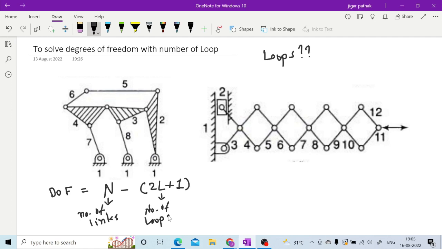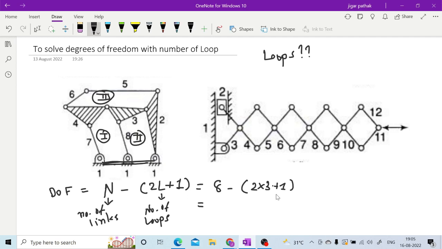So here number of loops means, as you can see, this one is the continuous fixed link, right? The number of loops formed in this mechanism is 1, 2 and 3. If you apply this equation, the degree of freedom is equal to the number of links, which is 8, minus 2 into the number of loops, that is 3, plus 1. So 8 minus 6 plus 1, that is 3. So degree of freedom is 1 for this particular mechanism.